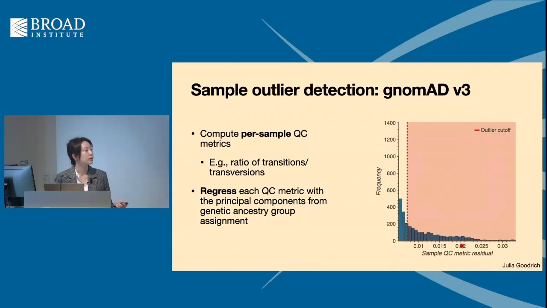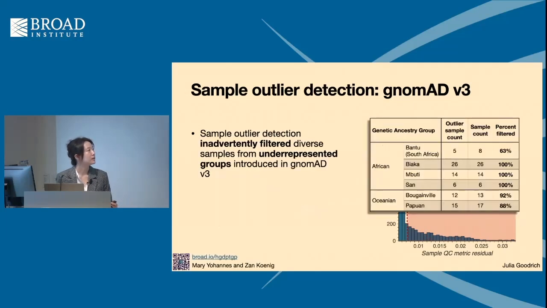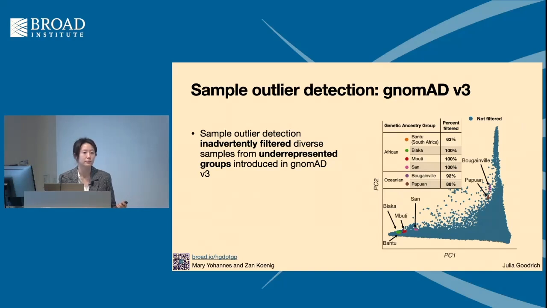If you zoom into the right side of the plot, though, you'll notice that there is a tail of samples that's getting filtered by our sample outliers pipeline. And if you look closely into these samples, you'll see that they're actually samples that are highly diverse from underrepresented groups that were introduced in gnomAD v3. For more information about this particular filtering, I encourage you to read this preprint from Mary and Zan. But to put these samples into context, this is a plot of the PC1 versus PC2 from our genetic ancestry inference, and this is where those samples are falling in this space.